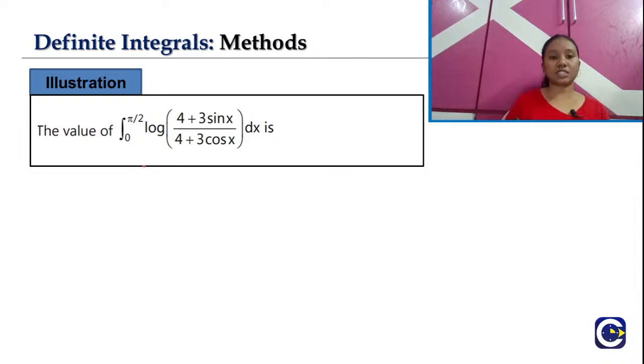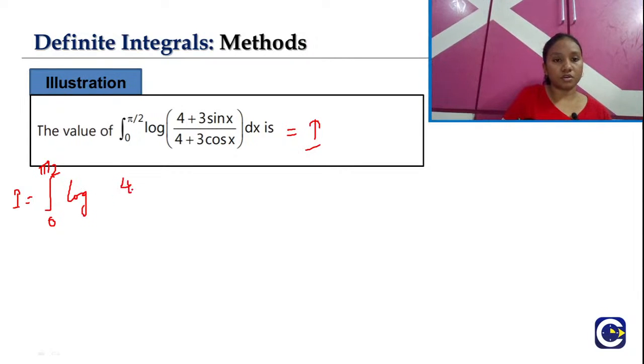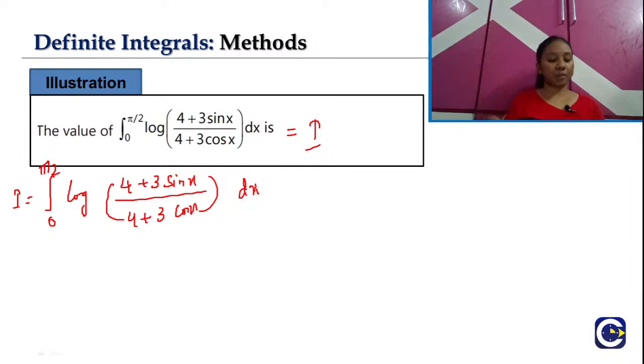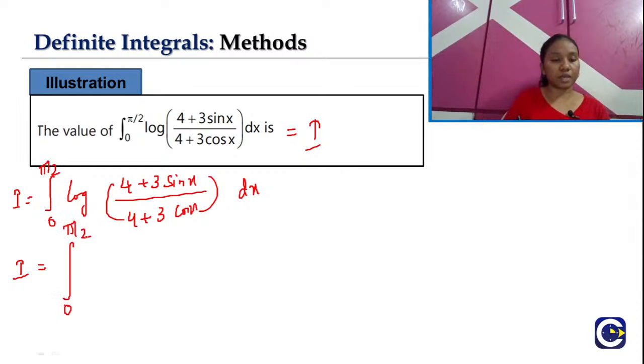So the same way, the starting of the question will be the same thing. So I am taking this to be I. Right, so this is my I. So I equal to integral 0 to pi by 2 log of (4 plus 3 sin x) by (4 plus 3 cos x). So this is my given question which I have taken to be I. So now I am going to apply my property here. That is, in place of x, I am going to substitute pi by 2 minus x. So then it will be 0 to pi by 2. So let this be equation 1, guys.